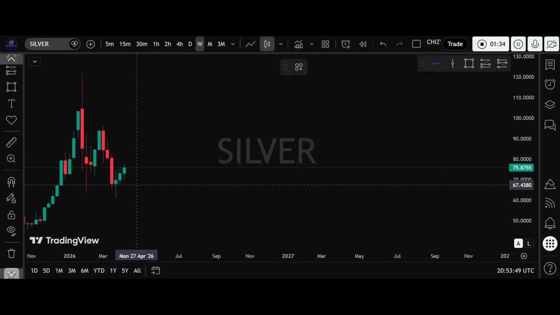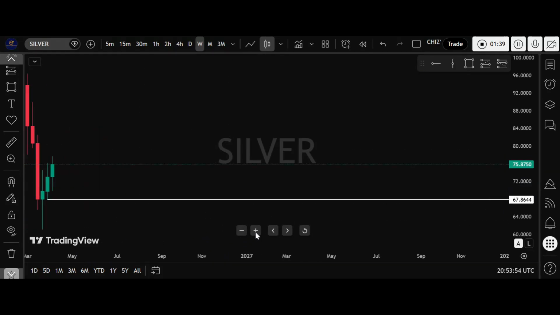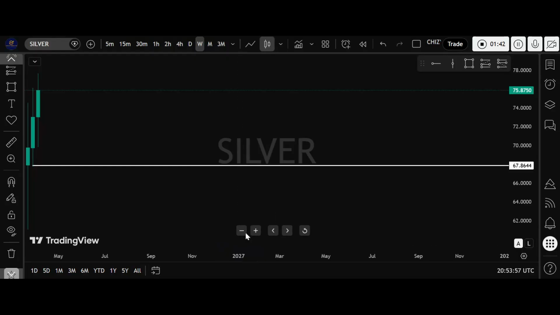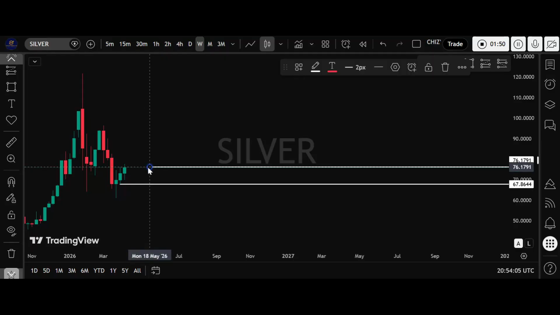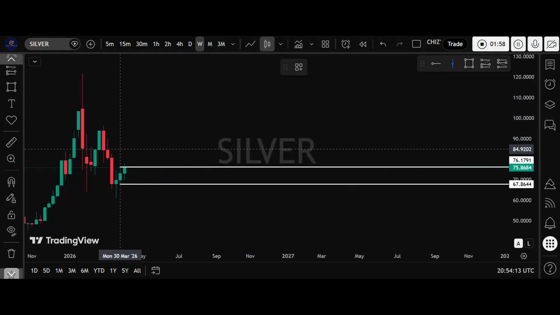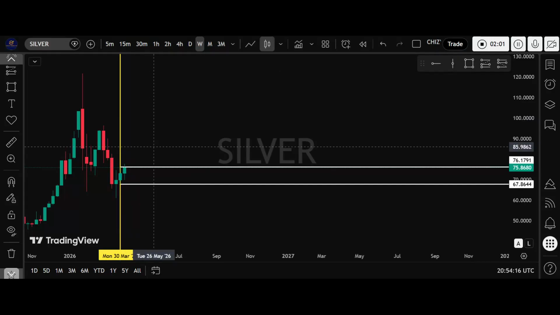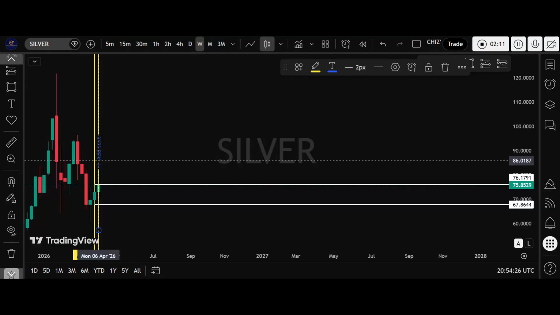I use my horizontal ray, I pick up the support, and I also, sorry, I'm trying to make it visible to the eyes, and I pick up the resistance of that week. So you could see we have highlighted the support and the resistance of that previous week, and we put a mark there. Okay, now we come to the new week, and let's just place a vertical line on it so we know our boundaries. All right, so this is how it works.